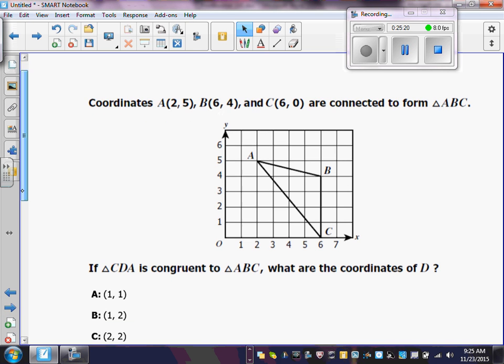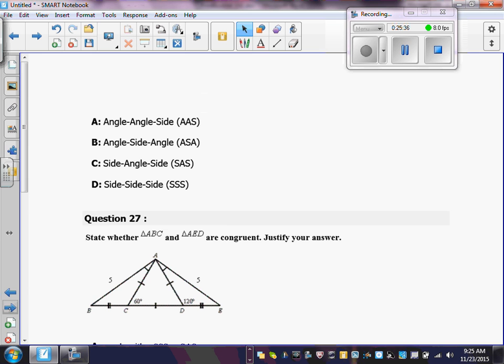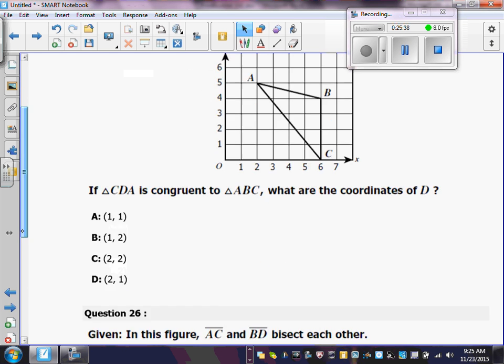The same thing with this one. It's a coordinate question. It says CDA is congruent to ABC. What are the coordinates of point D? So you can also plot it, or you have to do distance to find it. And again, when we go over coordinates, I'll show you how to do it. I think I skipped one here.